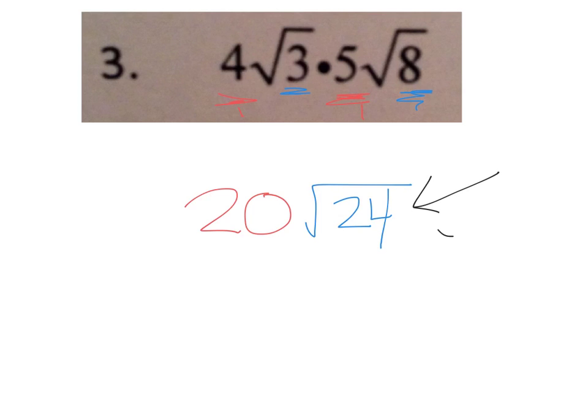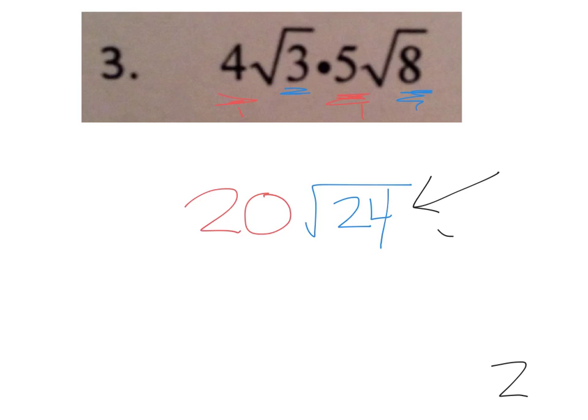Okay, the next one is multiplication. So remember, any terms that are outside can be multiplied with other terms that are outside, and any terms that are inside radicals can be multiplied with other terms that are inside radicals. So when I multiply here, the 4 times the 5 would give me 20, and the root 3 times the square root of 8 would give me the square root of 24. And then once I've multiplied, I want to then simplify what I have left inside the radical.